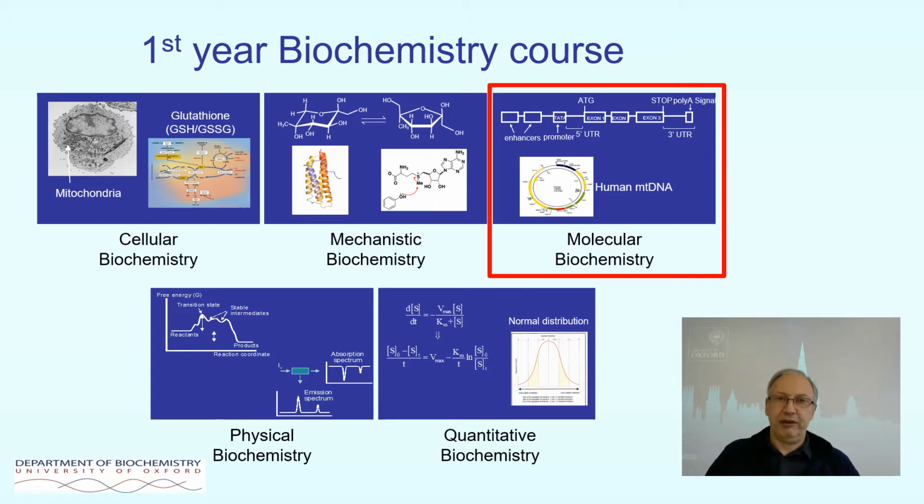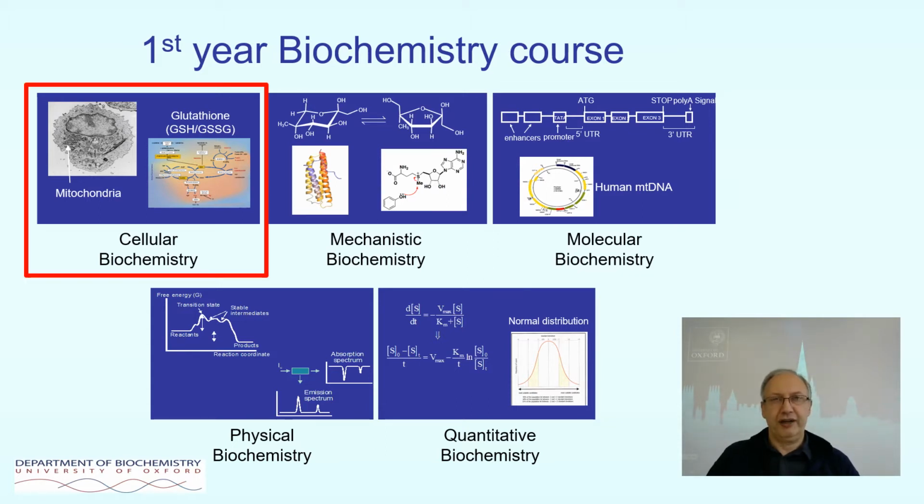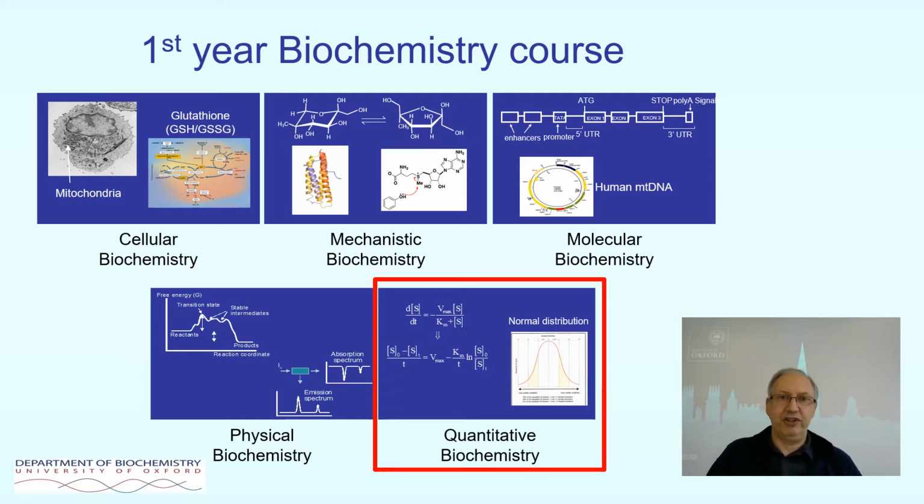And then the cellular biochemistry course focuses on how all of these different reactions and processes that are going on within the cell are integrated in order to produce cellular structures and cellular functions. Research in biochemistry, well actually as research in all sciences, is now very quantitative. And so the quantitative biochemistry course aims to provide you with the maths and statistics that you need, which really underpins studying all the other 4 courses.